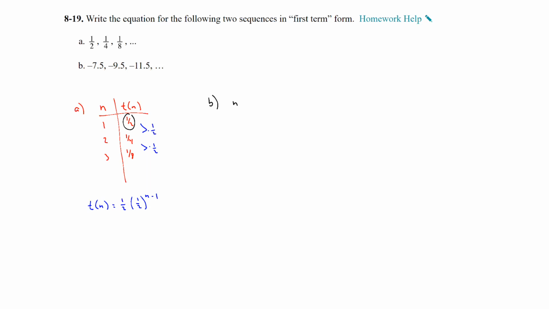On B, once again, I'm going to set up a table. You don't have to set up a table, but as I said, I think it's just a little bit more visual. Term 1 is negative 7.5. Term 2, negative 9.5. Term 3, negative 11.5. So you can see that on this one we are subtracting or adding a negative 2 to that. And so first term form, t of n is equal to the first term, which is negative 7.5. And then you are adding a negative 2. So minus 2 times, instead of n, it will be n minus 1.